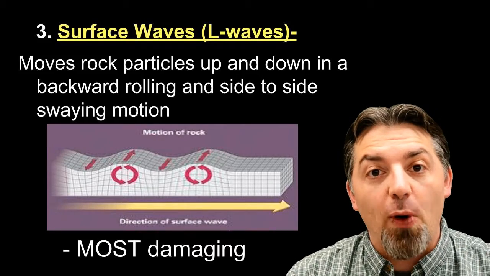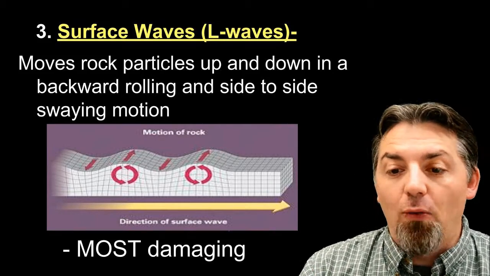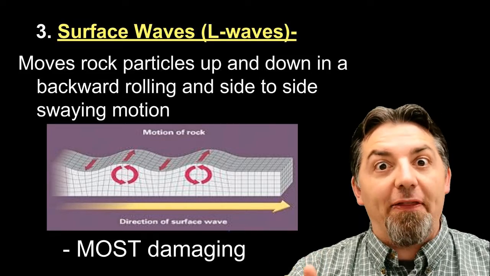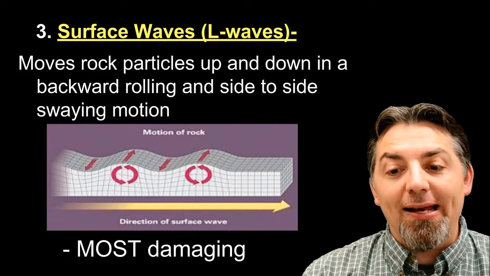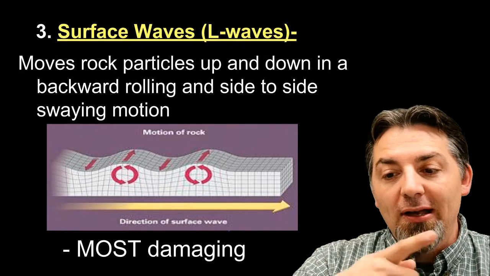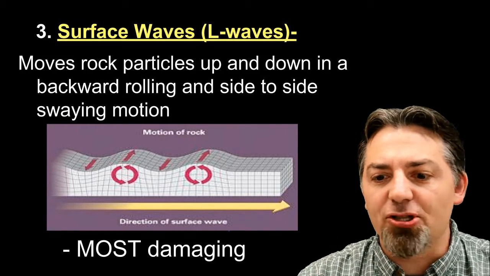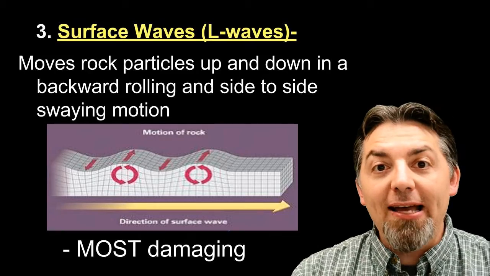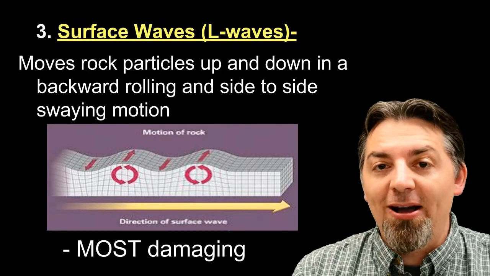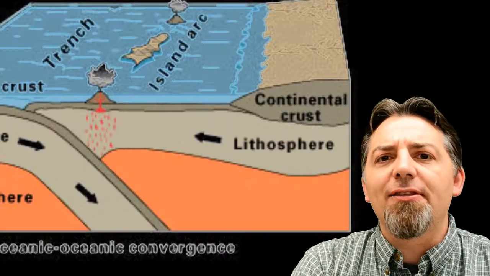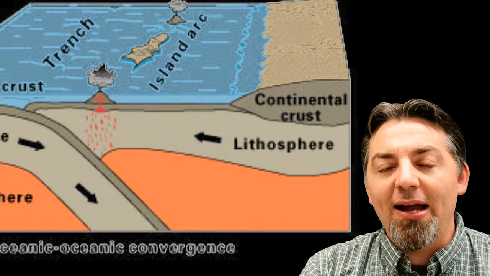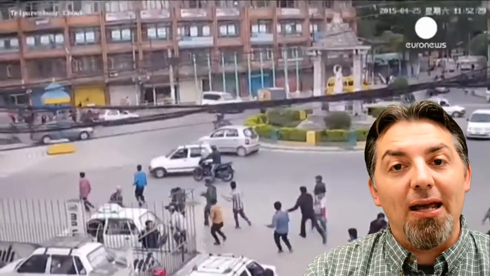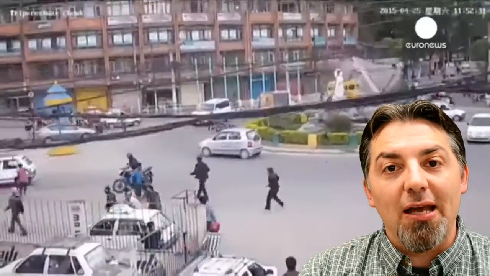The third type of wave that I want to talk about is surface waves. Now, surface waves, or L waves, move rock particles a lot. There's a lot of motion here. They move rock particles up and down, as well as in a backward rolling motion and a side-to-side swaying motion. Again, these are called surface waves, or L waves. Think of them like lithospheric waves. They travel through the lithosphere. Now, these waves are the most damaging.